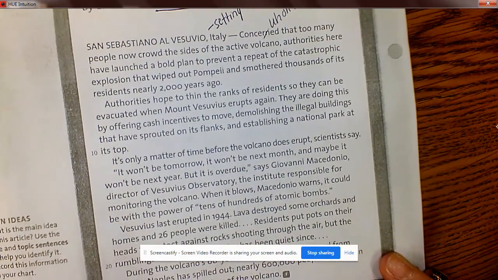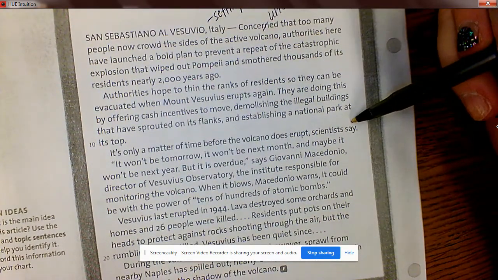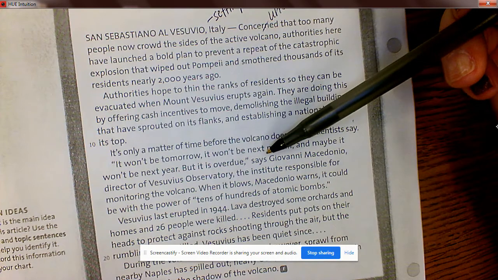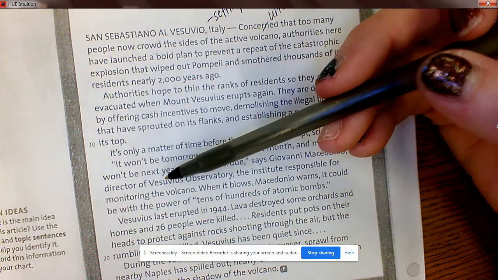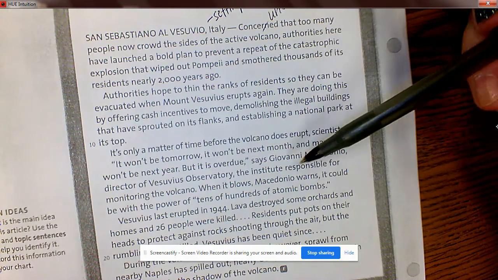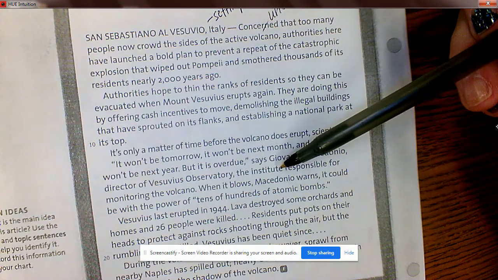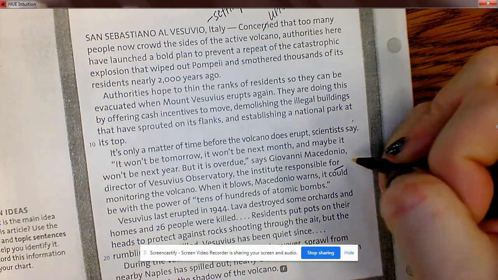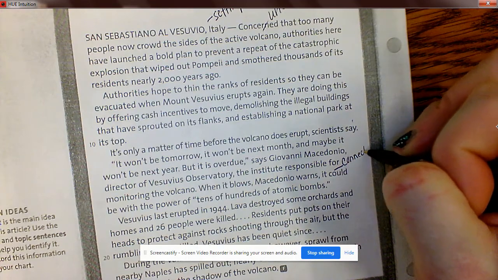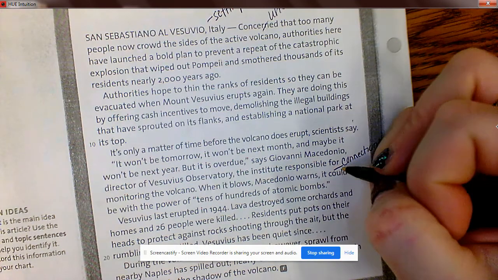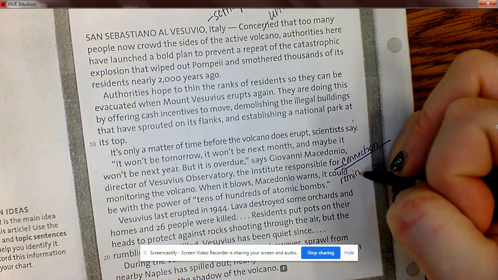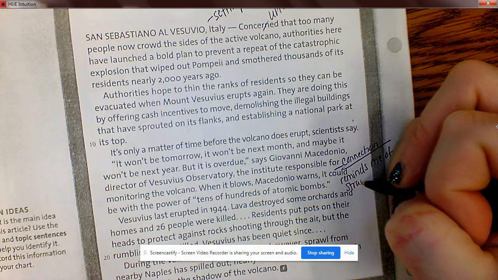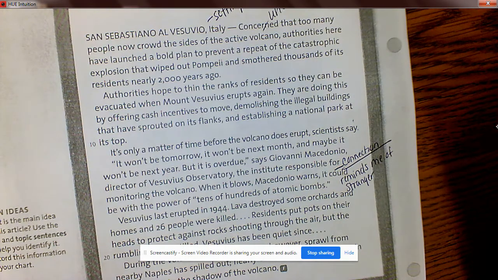It's only a matter of time before the volcano does erupt, scientists say. It won't be tomorrow, it won't be next month, and maybe it won't be next year, but it is overdue, says Giovanni Macedonio, director of Vesuvius Observatory, the institute responsible for monitoring the volcano. When it blows, Macedonio warns, it could be with the power of tens of hundreds of atomic bombs. So as I'm reading this, here's a connection that I'm making. Maybe you have the same one. This reminds me of the stranger in the story we read. Remember, he tried to warn those people that live in there too? People don't change, do they?